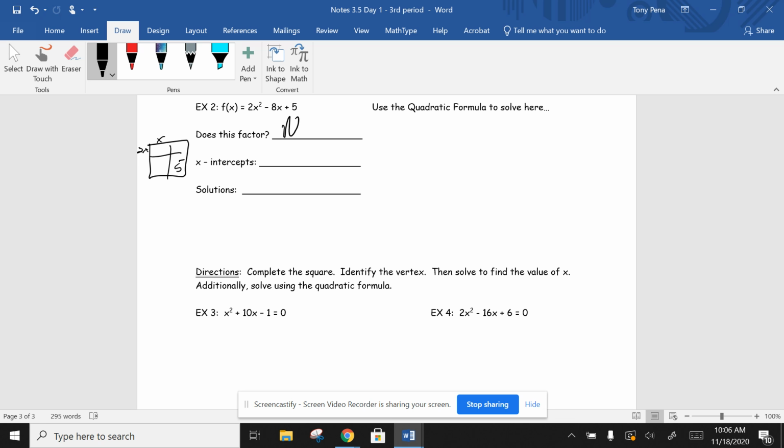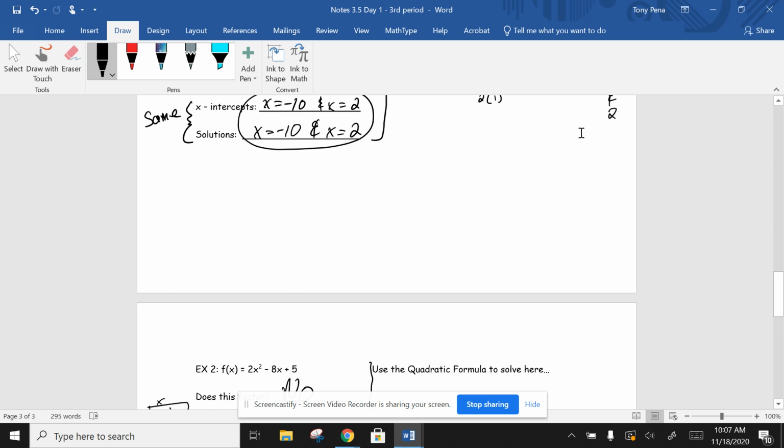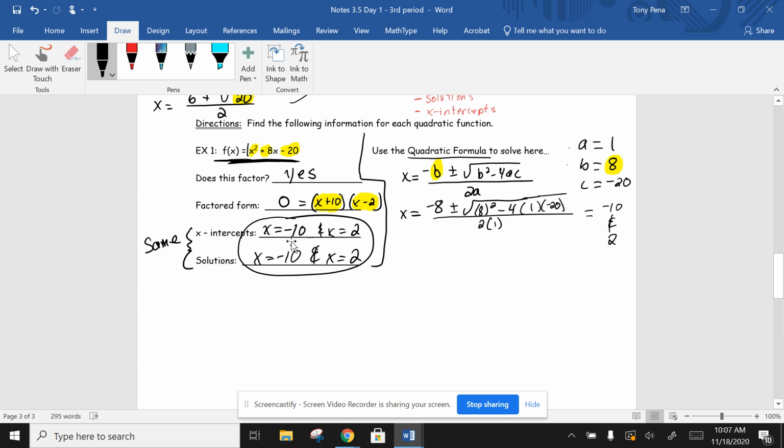So because of that, if it doesn't factor, for us to find our solutions and our zeros, we would then need a different method. And that's what the quadratic formula allows for us. And so this is a no. And as of right now, we don't know what our solutions are, what our x-intercepts are, because it didn't factor. But if we come over here to the right-hand side of the paper, do the quadratic formula, that should then give us this.